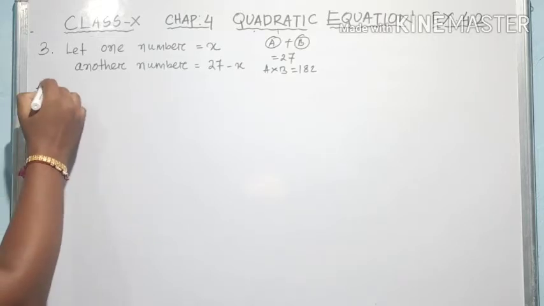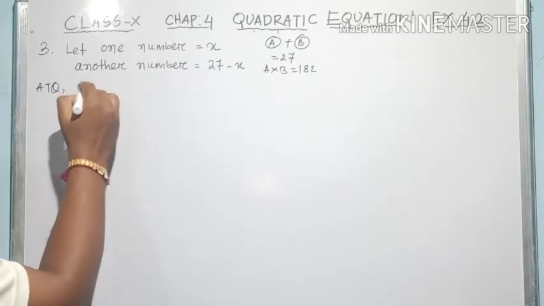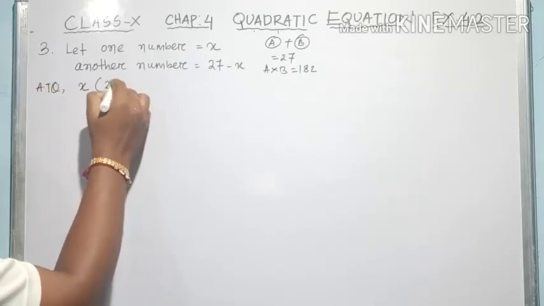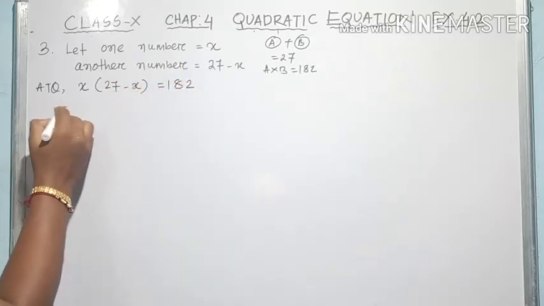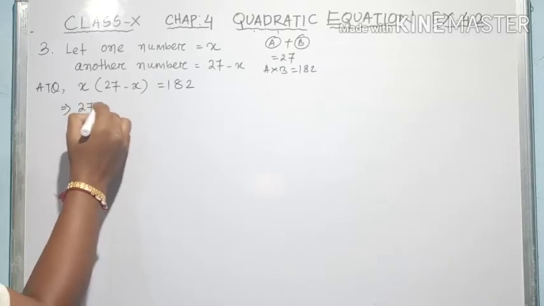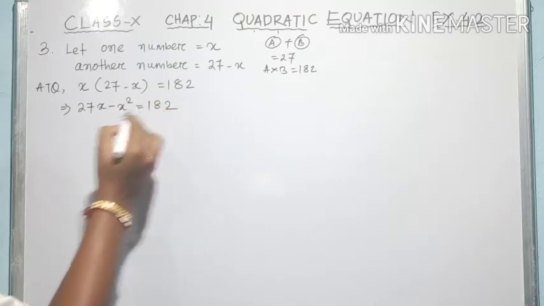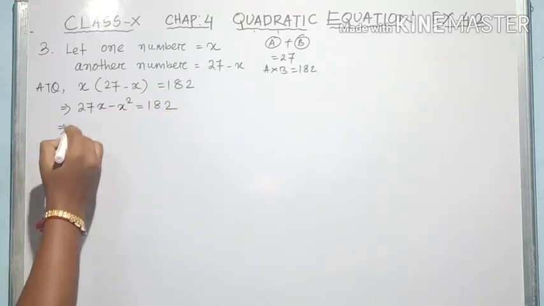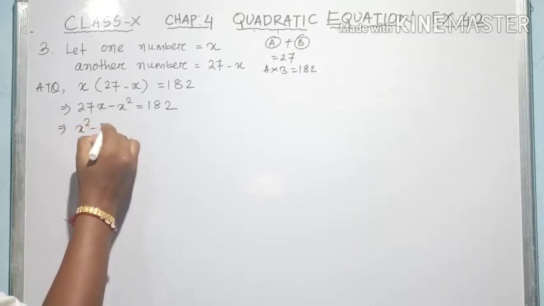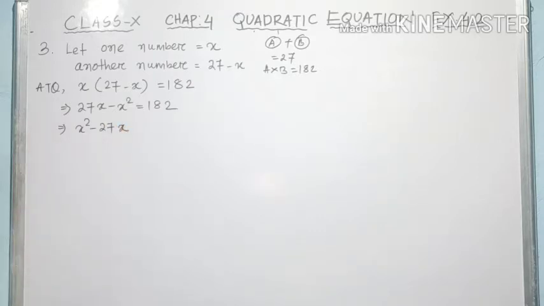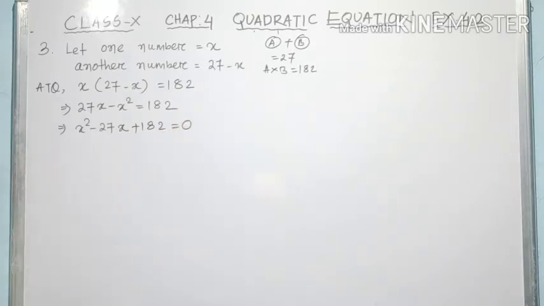According to the question, the product of these two numbers is 182. So the product of these two, that means x into 27 minus x, is equal to 182. If we multiply, it will be 27x minus x square equals 182. If we multiply by minus 1, it will be x square minus 27x plus 182 is equal to 0.